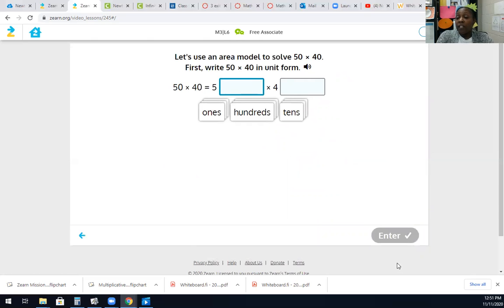Okay, now we're going to stop there because this problem here, you're going to do on your own. You're going to use an area model like we just did, and you can rewind the video, and you're going to solve 50 times 40. Now remember, first write it in unit form, okay? Remember, 5 tens is 50, 4 tens is 40. You're going to draw your rectangle, label it, and find out what each square equals, okay? And you'll be able to find the answer.